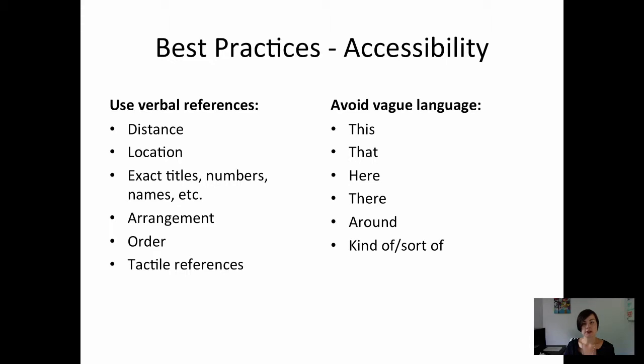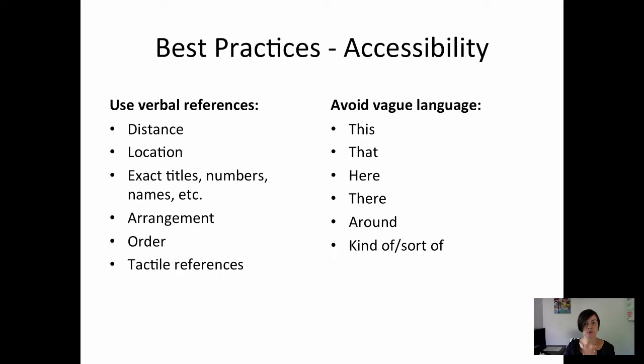As far as accessibility goes, there are also some things that you should keep in mind, particularly when you are coming up with exactly what you want to say to the students. And this is really going to help those students who have vision impairment, low vision, or maybe blind. So when you're using verbal references, you want to be very specific with relation to distance, location, using the exact titles, numbers, and names of things, referring specifically to arrangement or order, and making tactile references when possible.